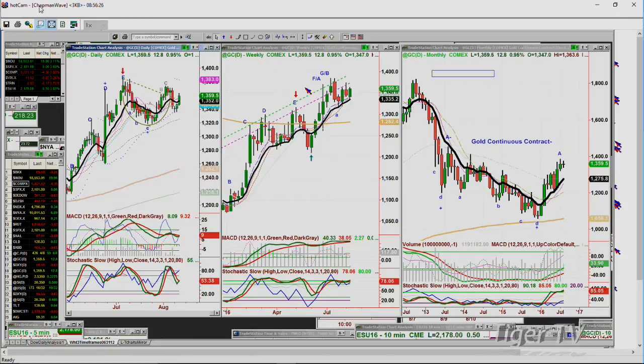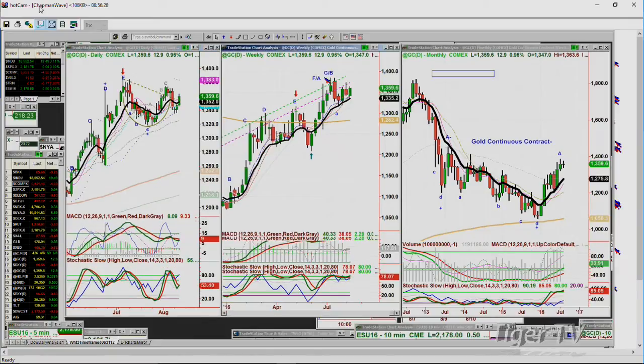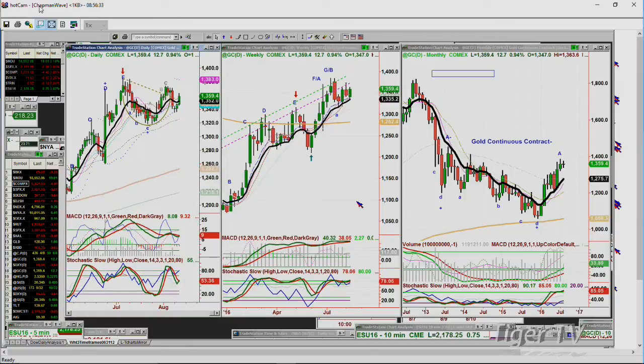So the bias is to say that gold is holding really well. It's working the 9-period moving average in the weekly chart. I would not be short gold. I think there's enough evidence to say gold is the go-to area.